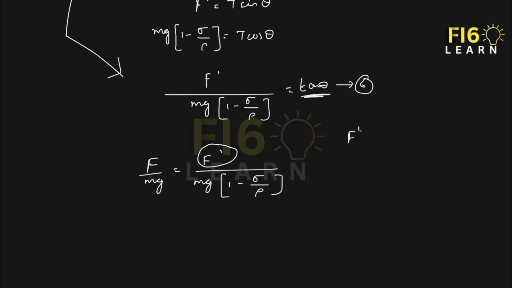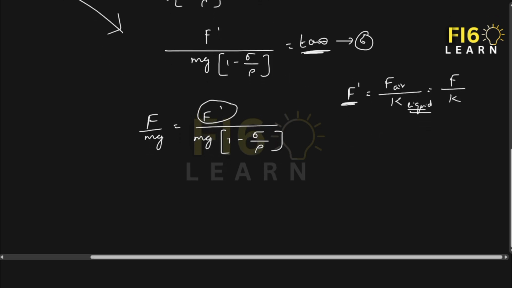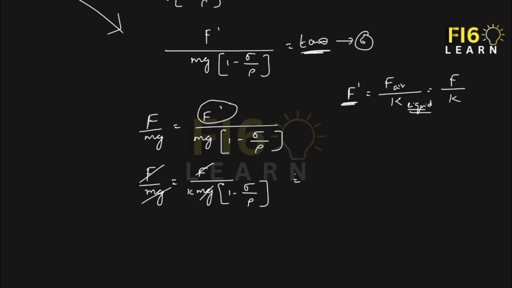We know the electrostatic force when those two spheres are suspended in a liquid medium is given by the electrostatic force when they are in air divided by the dielectric constant of the liquid. Let's take the dielectric value as k. So F dash is equal to F by k. So we can just replace it. We will get F by mg is equal to F by k mg into 1 minus sigma by rho. Now you can cancel the things on both sides, F and F, mg and mg. So you will be left with 1 is equal to 1 by k into 1 minus sigma by rho.